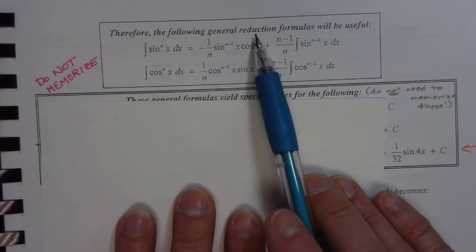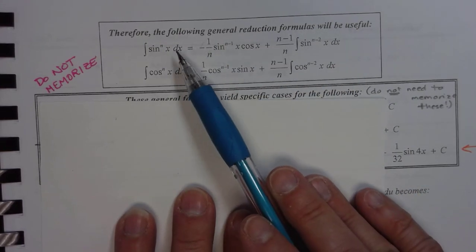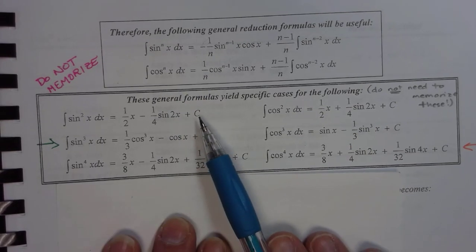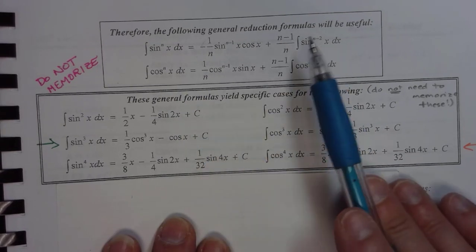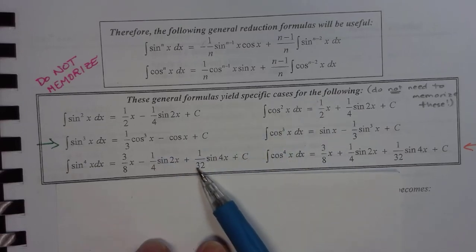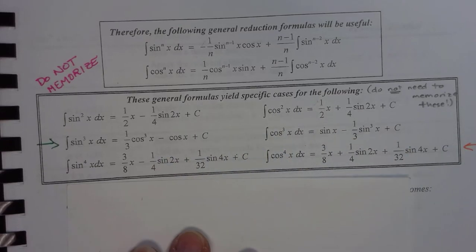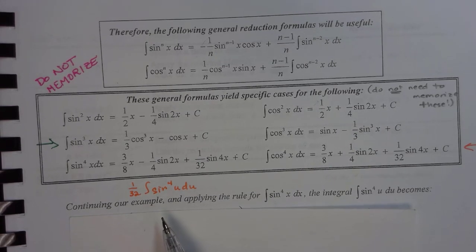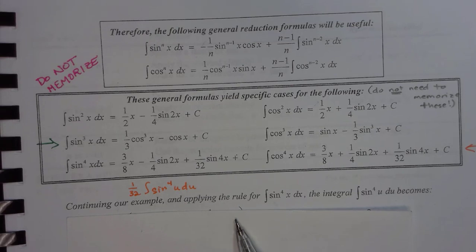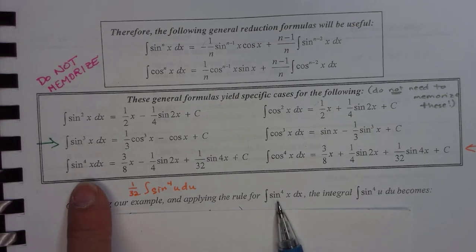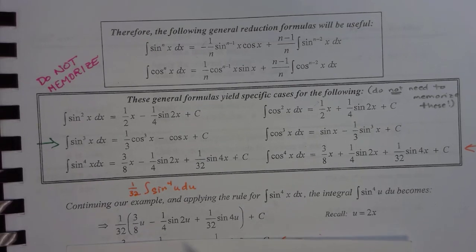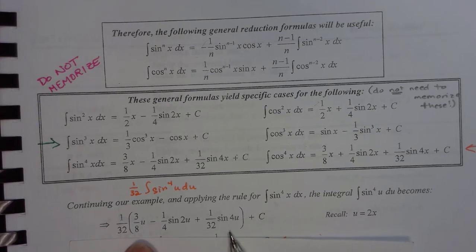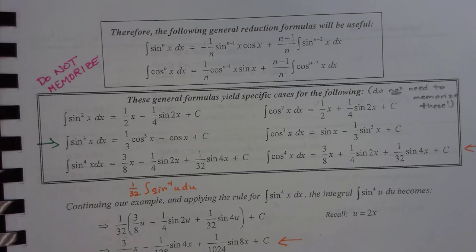So we get a general reduction formula for sine to some power and cosine to some power, and these general formulas yield specific cases for the following. You do not need to memorize these. Do not do it. By continuing our example on the previous page and applying the rule for sine to the fourth, we get, remember, we had 1/32 on the outside. And we get this, which gives us this.